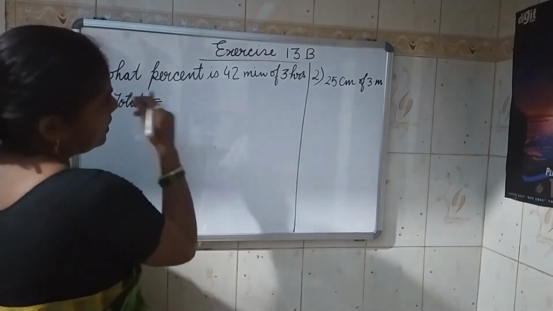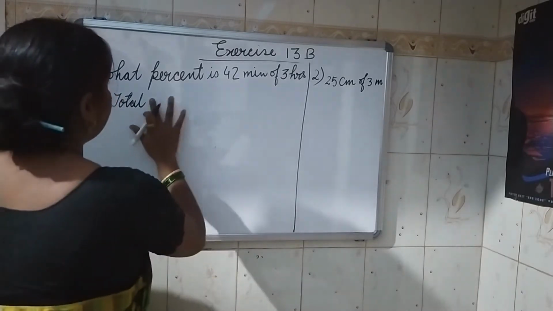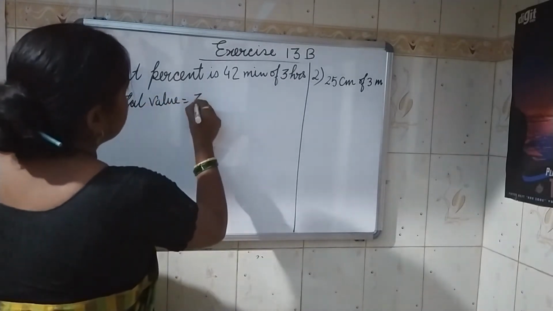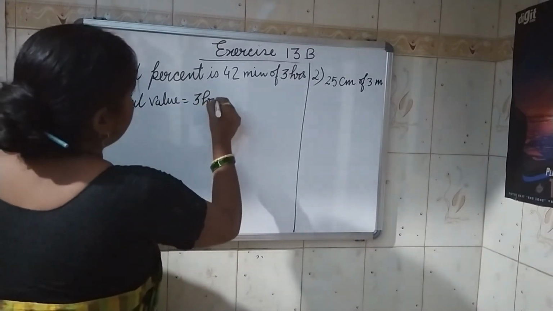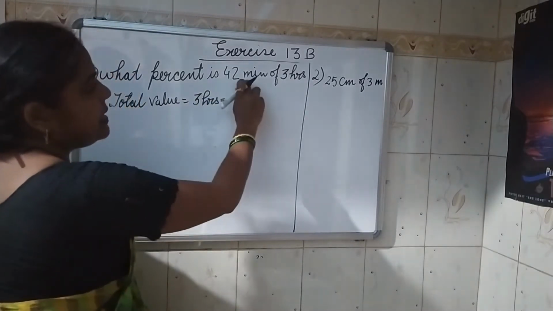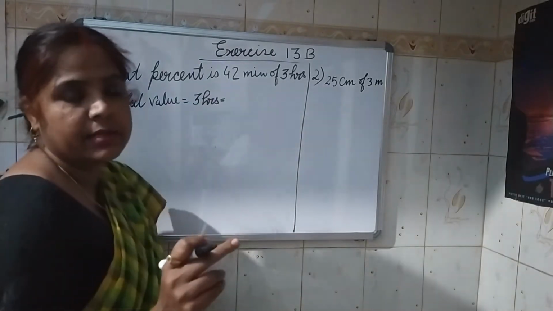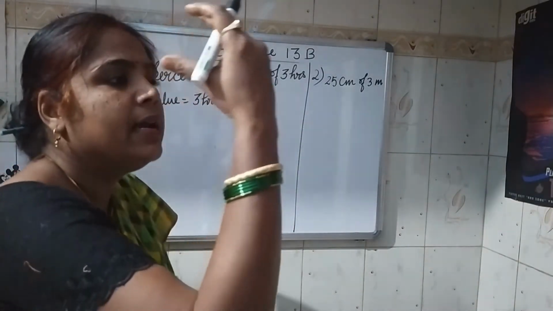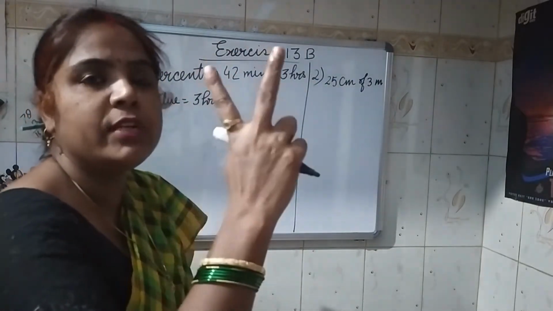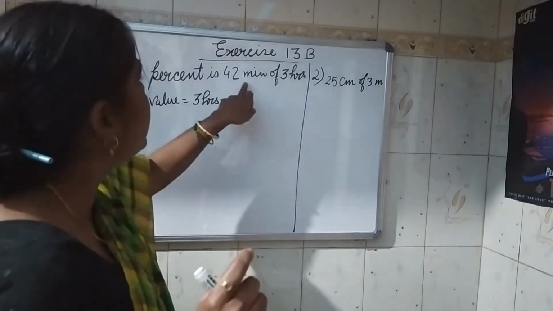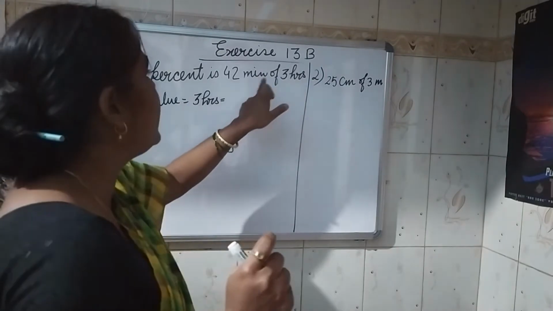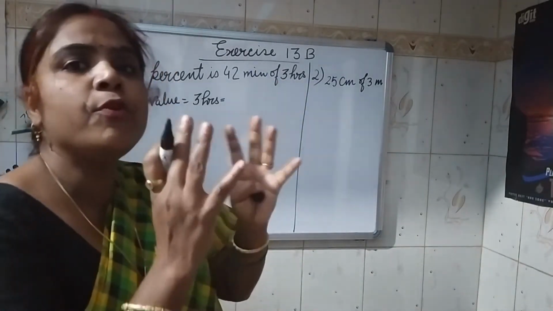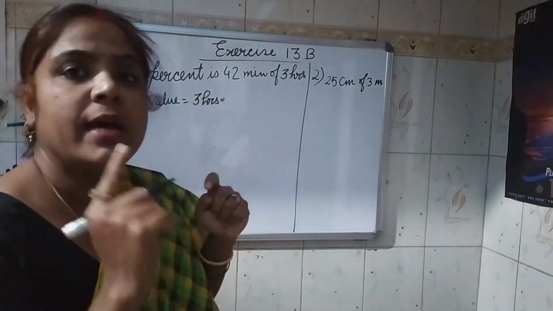Total time, or you can just write total value. Total value is 3 hours. Here it is minutes and here it is hours. In fractions also, I taught you that whenever we do the operation, both units should be the same. So minute and minute we can take, but minute and hour we cannot take, centimeter and meter we cannot take. So we have to convert both into one unit.